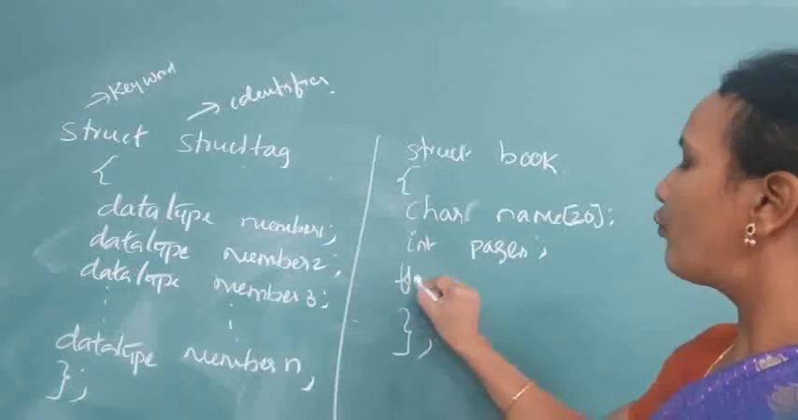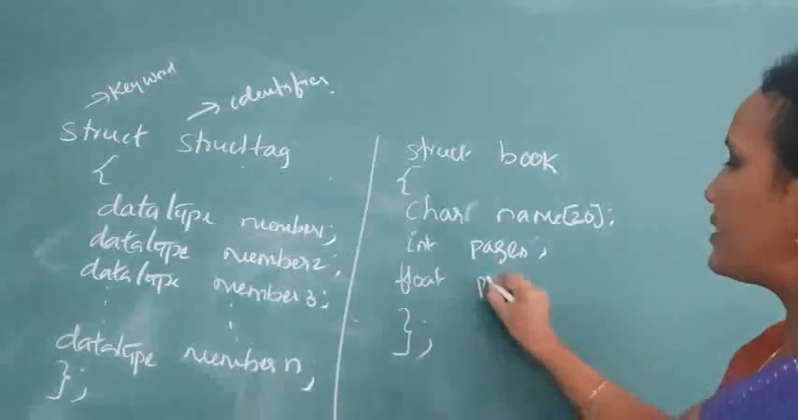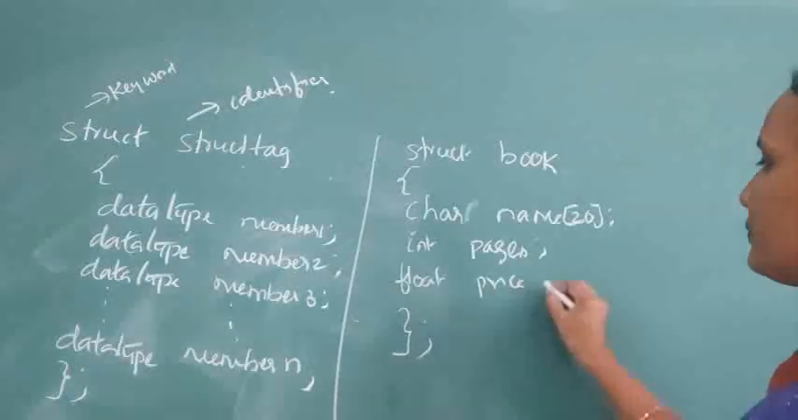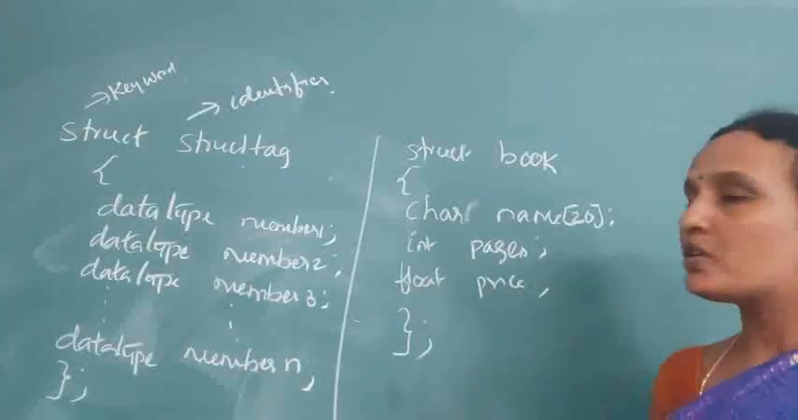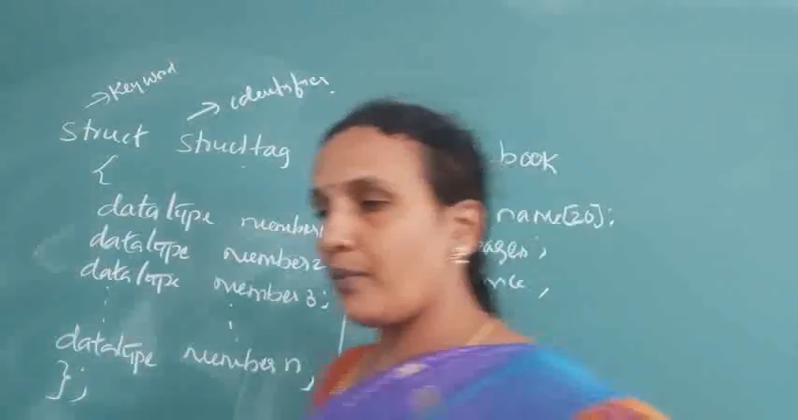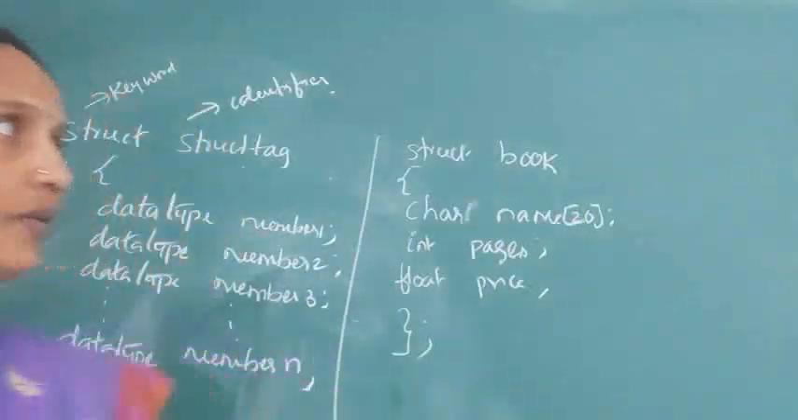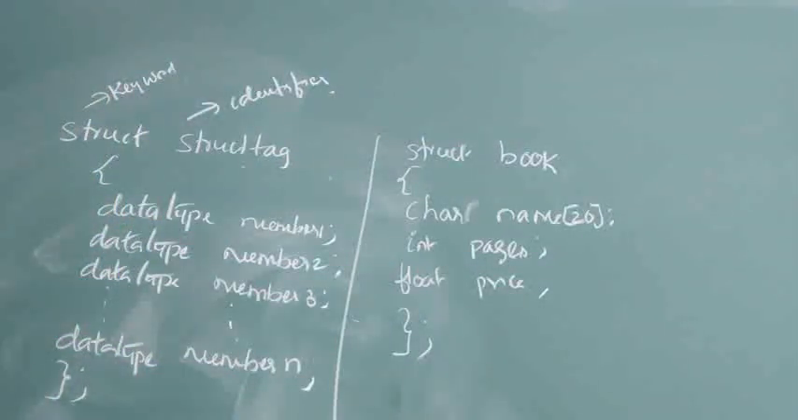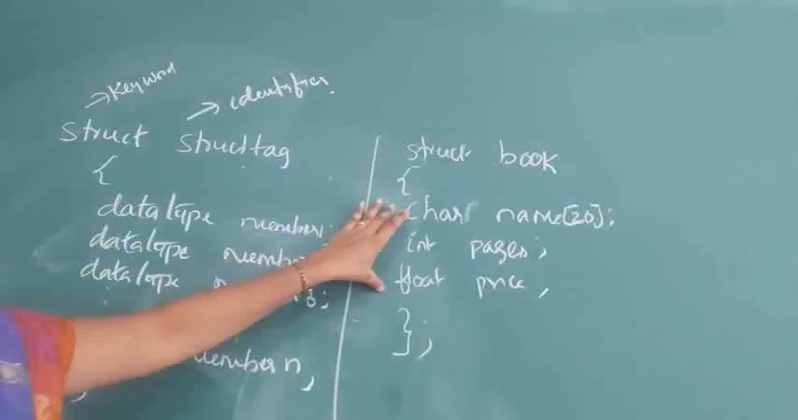Next, float price of the book. Example. So one structure I am creating. What is the name of the structure? Book. And in that structure how many members I have? 3 members. One is the name, second one is the pages, and the third one is the price of the book. So here only I have given 3 members.